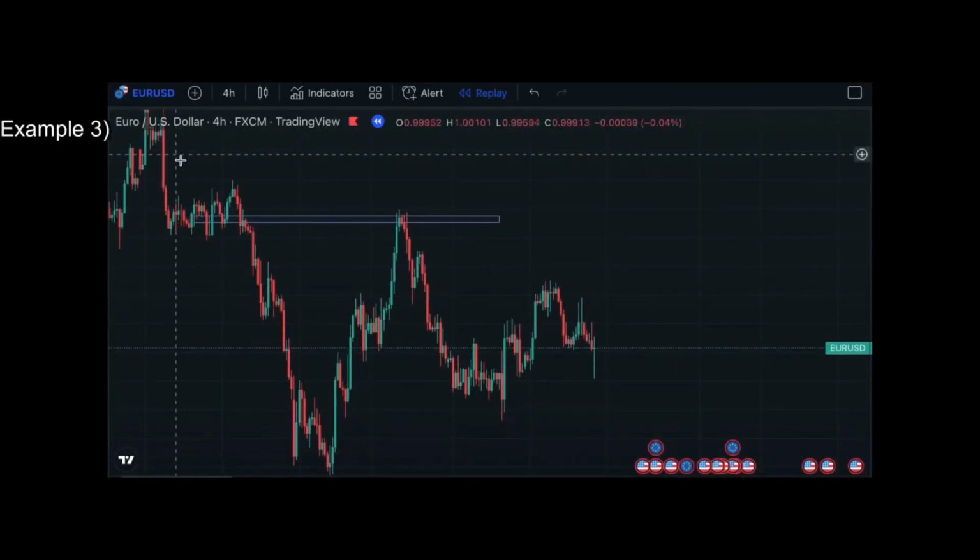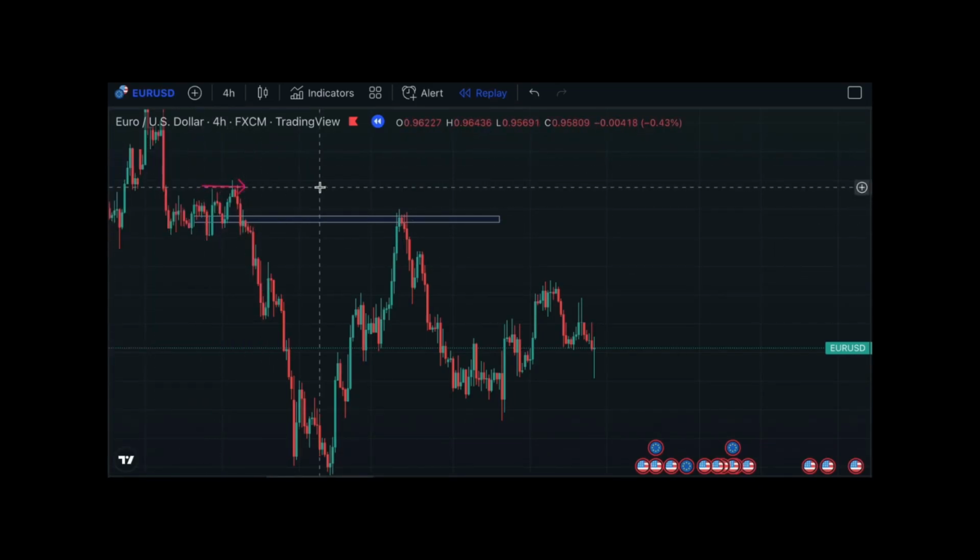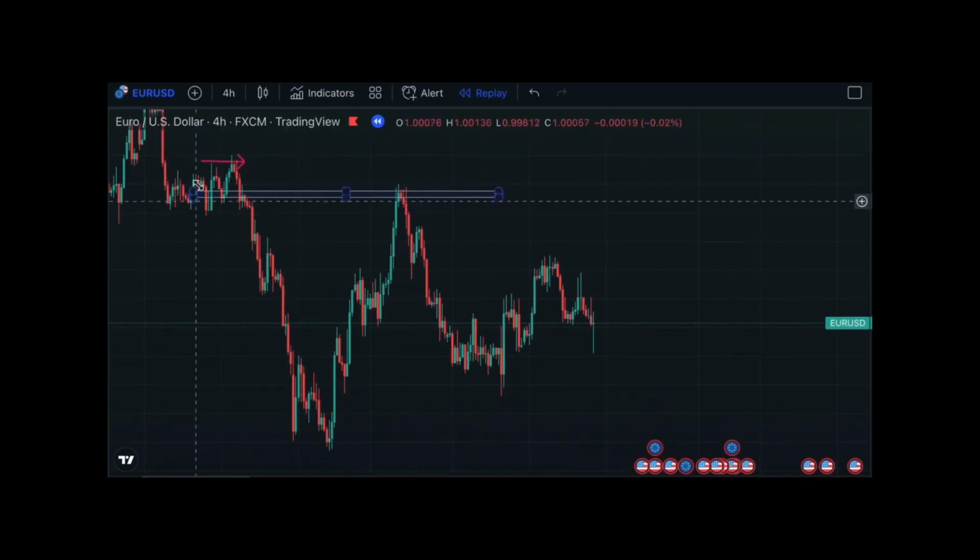Looking at this, we do have this retracement back to this breaker block, as we can see right here. A breaker block on the higher time frame, the 4 hour. So price rejects off this 4 hour breaker block.